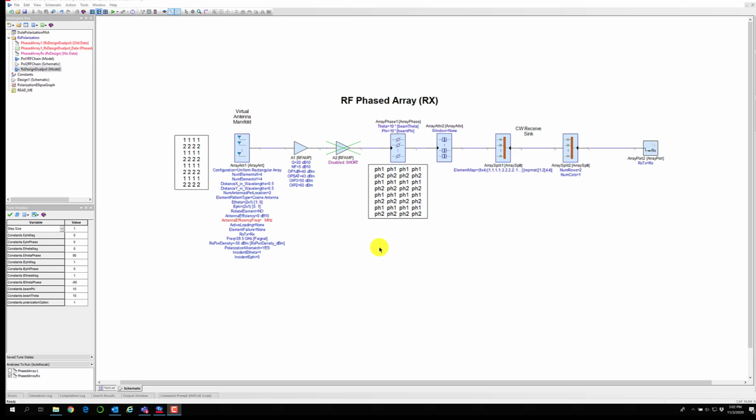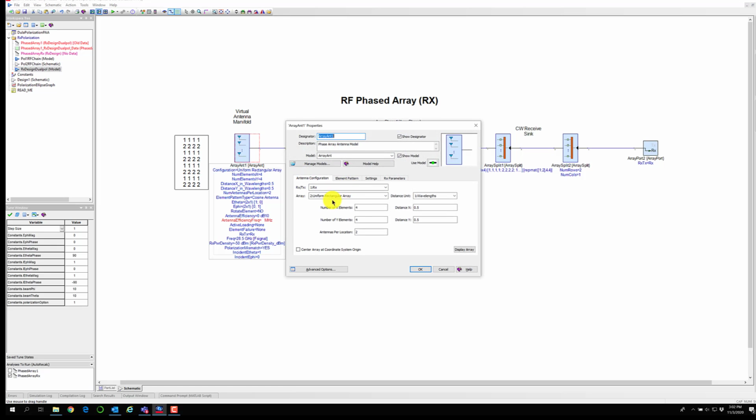In this short video, I'm going to show how to set up the dual polarization in a receiving phased array antenna. As you can see, this schematic is from System View, one of the system simulators from Keysight Technologies. On the left-hand side is an array antenna. We can define the array geometry. For example, here we defined a 4 by 4 rectangular array.